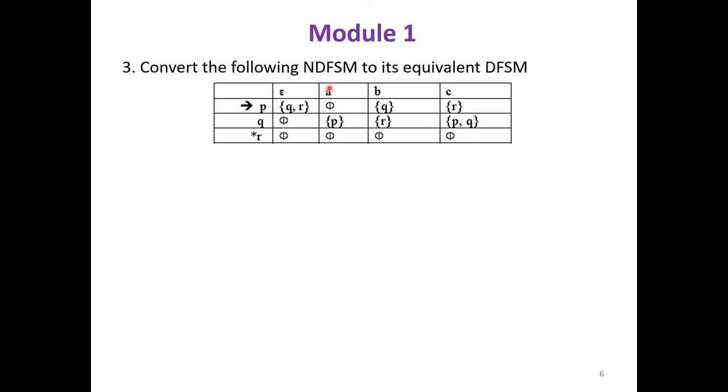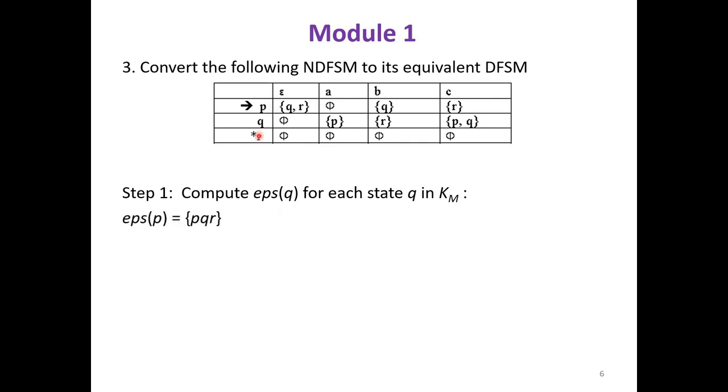The next question is to convert the following NDFSM to its equivalent DFSM. And the NDFSM is given in the form of a transition table. In step 1, we are supposed to compute the EPS of all the states present in the NDFSM.